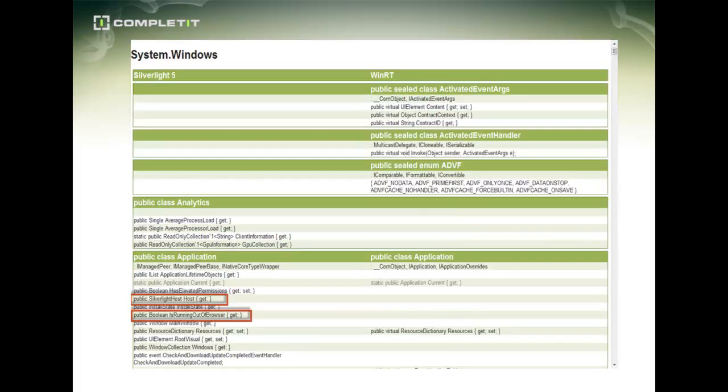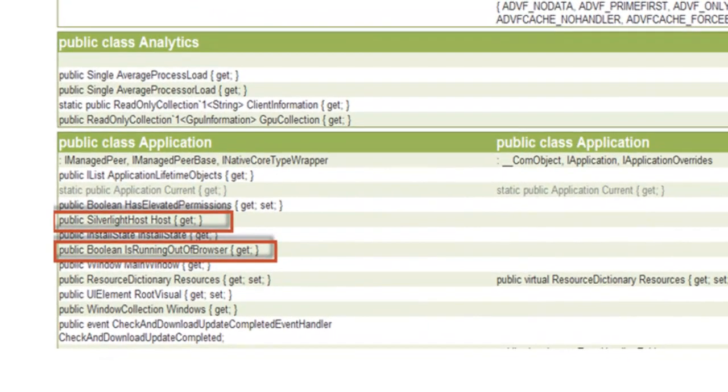Here is an example of drilling in to System.Windows. This is the type of information that you'll get if you go to the site. Under System.Windows, you'll see for Silverlight 5, we had things such as a public SilverlightHost, and then we had a public boolean IsRunningOutOfBrowser.